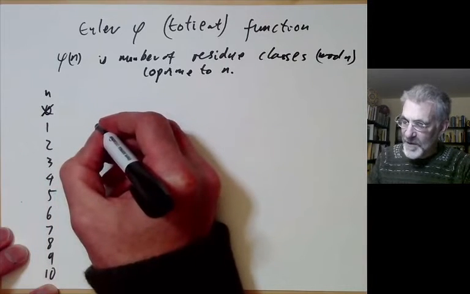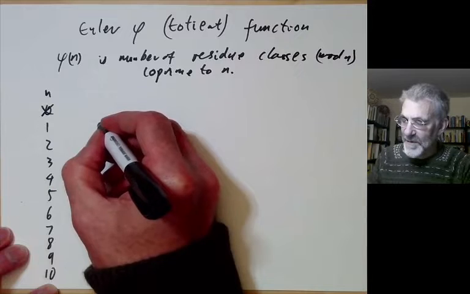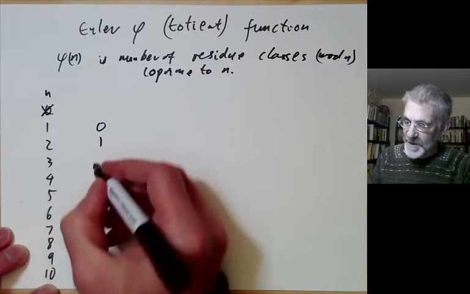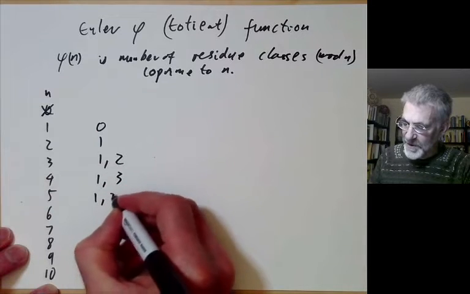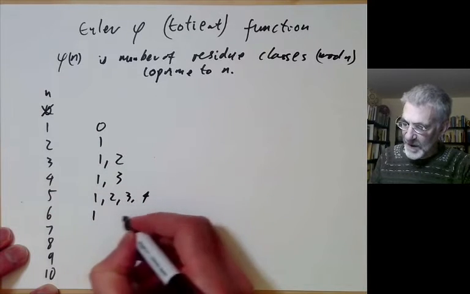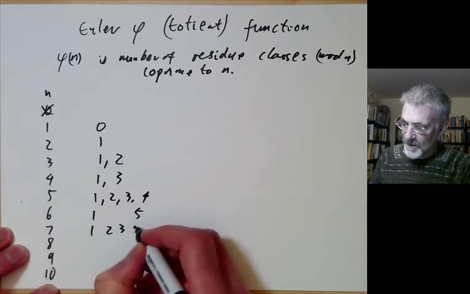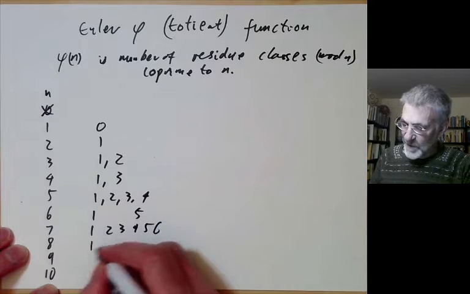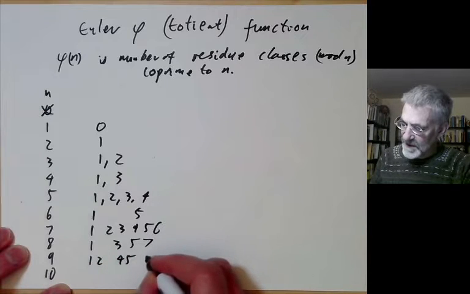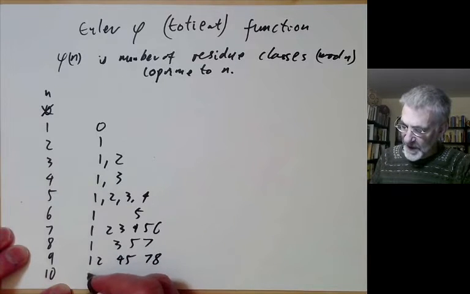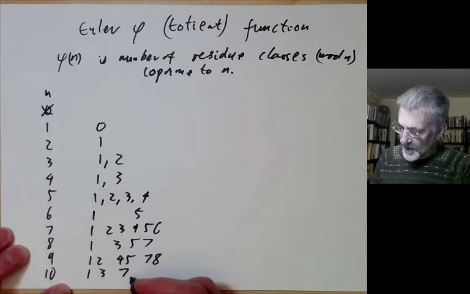Well, for 1, there's only one residue class co-prime to 1, which is 0. For 2, we just get 1. For 3, we get 1, 2. For 4, we get 1 and 3. For 5, 1, 2, 3, 4. For 6, we get 1 and 5. For 7, 1, 2, 3, 4, 5, 6. For 8, we get 1, 3, 5, 7. For 9, 1, 2, 4, 5, 7, 8. And for 10, we get 1, 2 doesn't count, 3, 4 no, 5 no, 6 no, 7 yes, 8 no, 9 yes.